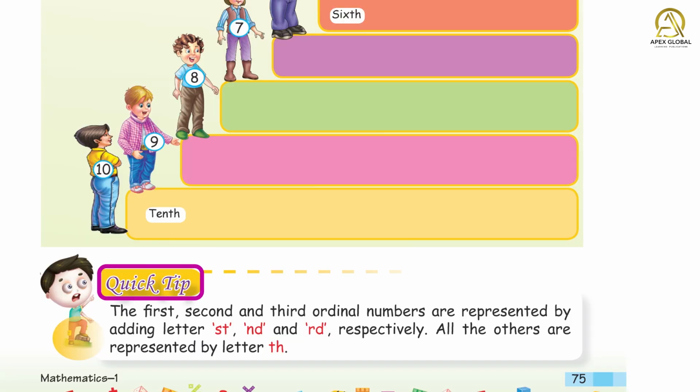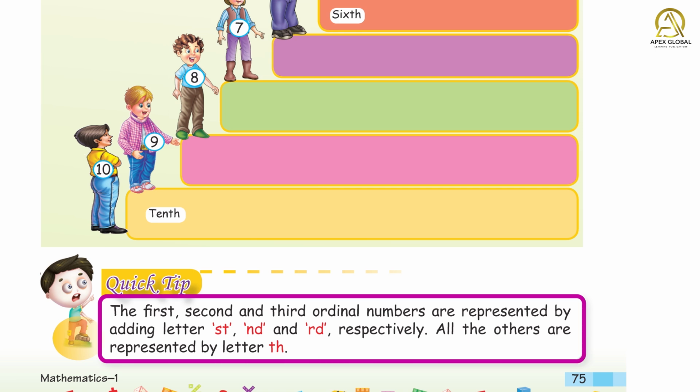Quick tip: the first, second and third ordinal numbers are represented by adding the letters ST, ND and RD respectively. All the others are represented by the letters TH.